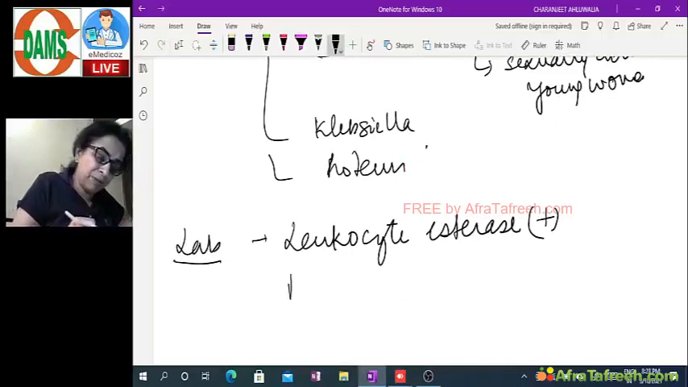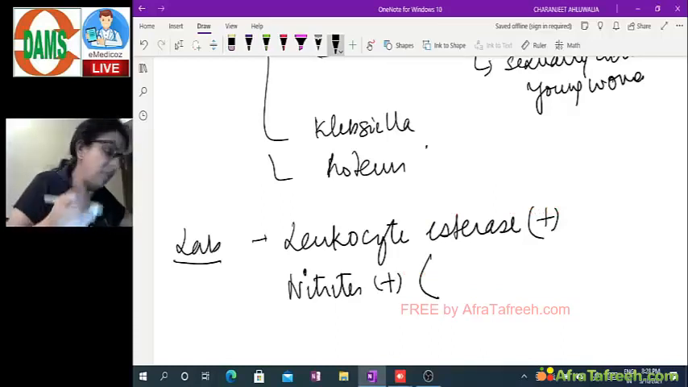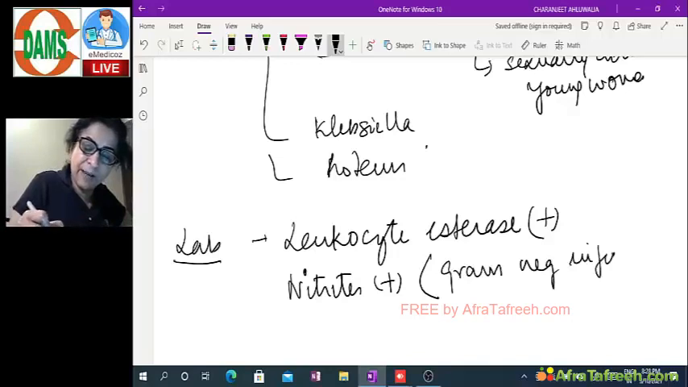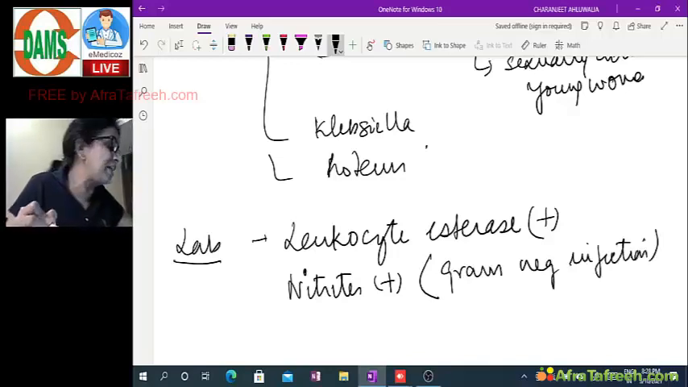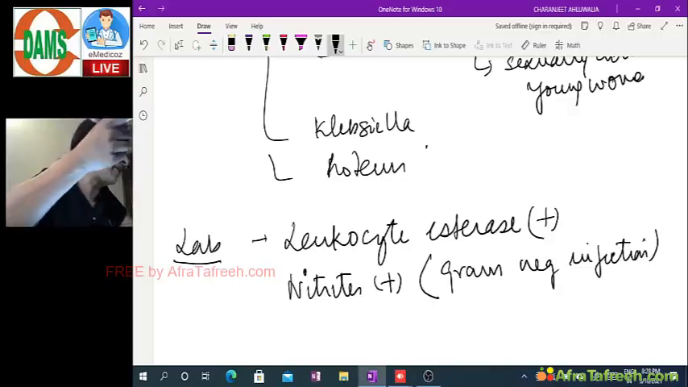Second, nitrites will be positive. Urine will also test positive by dipstick for nitrites. Okay, when do nitrites appear? It indicates infection with a gram-negative organism. Normally urine contains nitrates. When a urinary tract infection occurs, gram-negative bacteria come in and convert nitrates into nitrites. So they produce an enzyme that converts nitrates to nitrites.